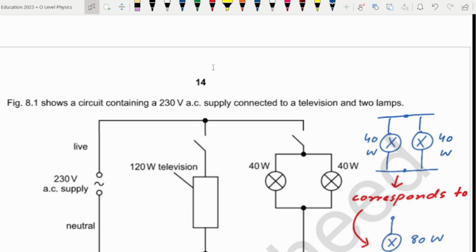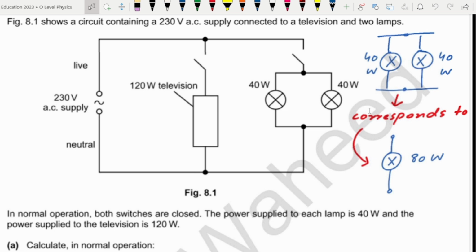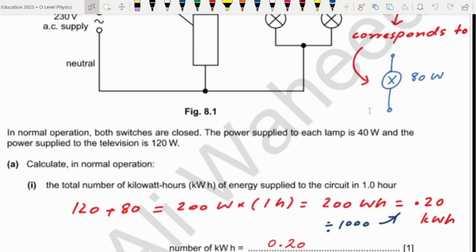Then we have question number 8. Figure 8.1 shows a circuit containing a 230 volts AC supply connected to a TV and 2 lamps. In normal operation, both switches are closed. The power supplied to each lamp is 40 watts, and the power supplied to the television is 120 watts. Calculate, in normal operation, the total number of kilowatt hours of energy supplied to the circuit in 1 hour. So kilowatt hours you need to find.